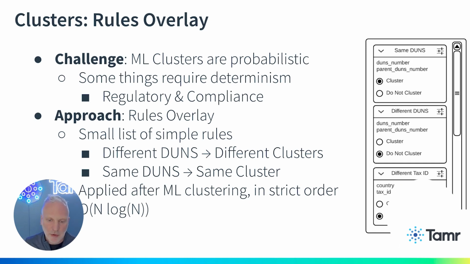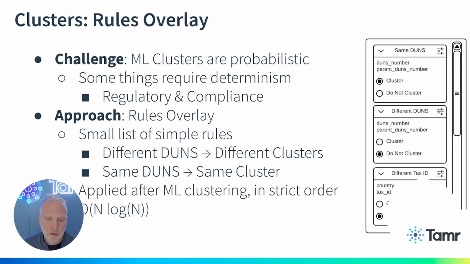So one example of this is for organization mastering. If an organization has a DUNS number and a parent DUNS number, then two records that have different DUNS or different parent DUNS must be placed in different clusters. Two records, conversely, that have the same DUNS and the same parent DUNS must be placed into the same cluster. These are simple rules, relatively easy to understand. We provide a framework that applies these rules in strict order. But this is in addition to the machine learning.